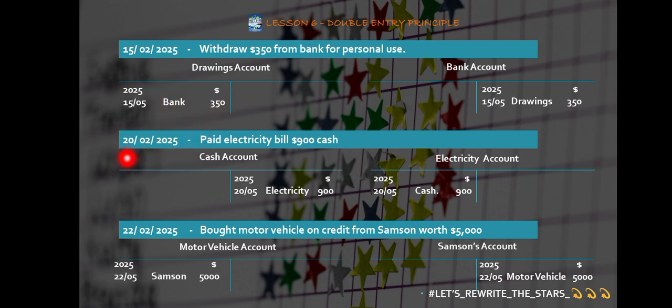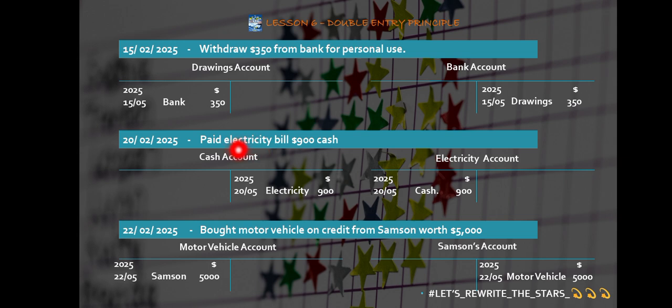Now in the fifth transaction, which occurred on the 20th of February 2025, we paid electricity bill $900 cash. So you see here we have an expense account. It's an expenditure because electricity, they said bill, so it's an expenditure. Electricity account to be created. The expenditure account to be created.